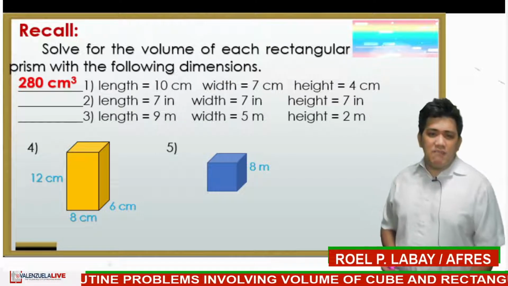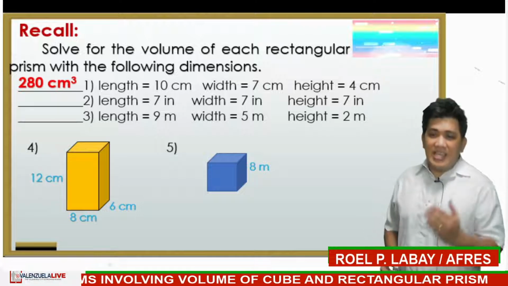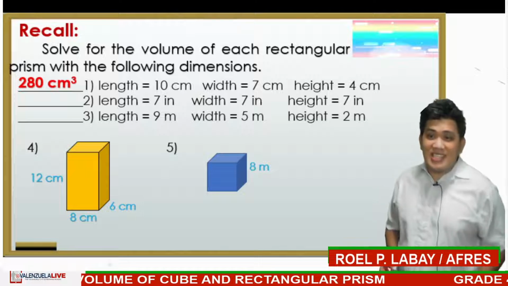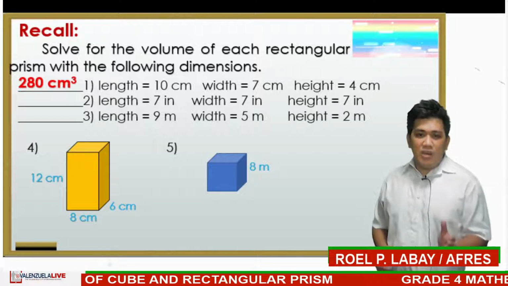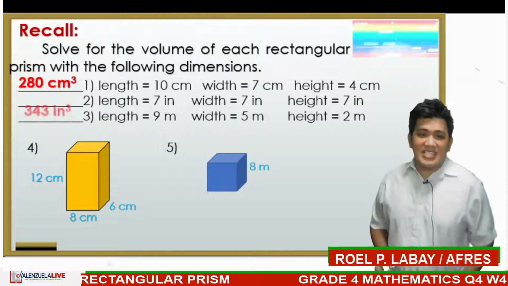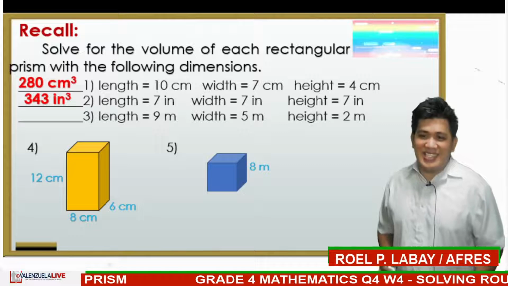How about number 2? We have 7 inches length, width 7 inches, and the height is also 7 inches. So we can also say that it is a cube. Now, what is 7 times 7 times 7? Very good. The answer is 343 cubic inches.